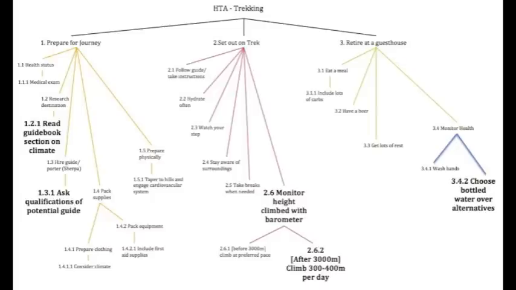Next is selection. For example, choosing one alternative over another. In our case, 3.4.2 was choosing bottled water over alternatives. Lastly, we have information communication. This consists of talking to another party. Step 1.3.1 involved discussing past experience with one's potential guide.